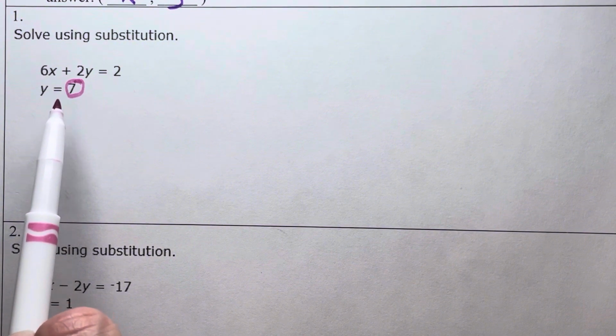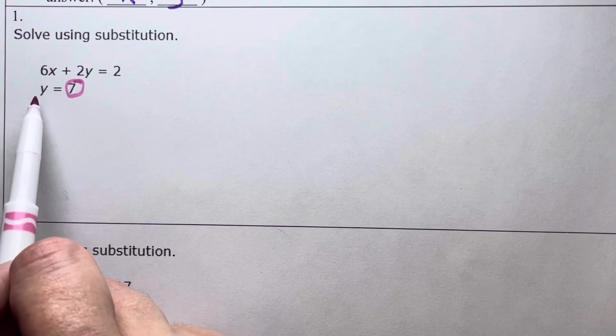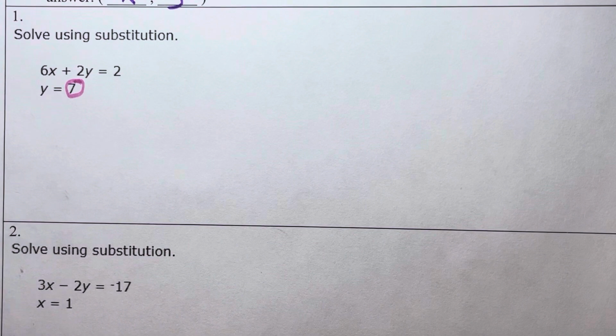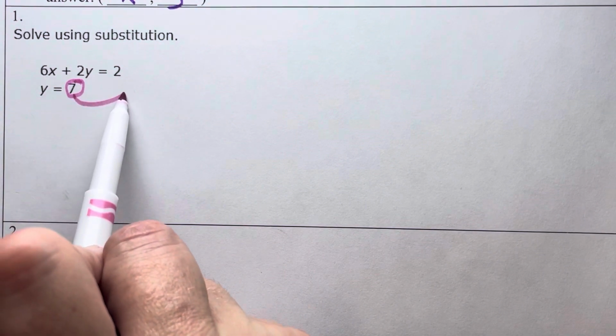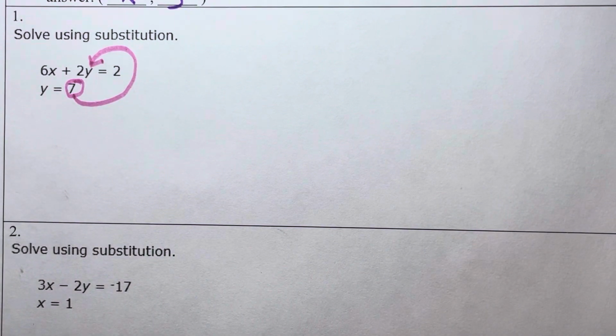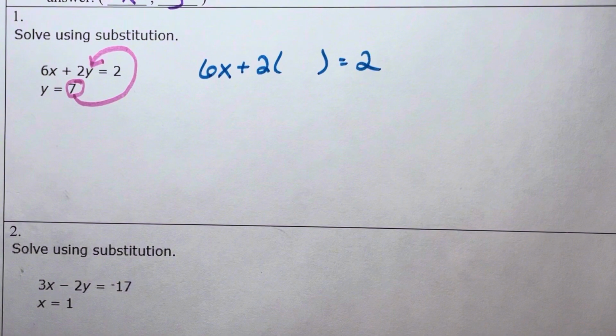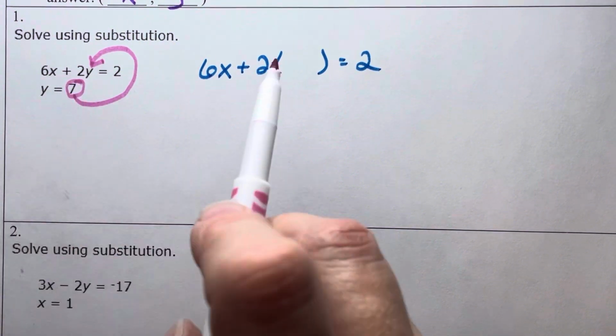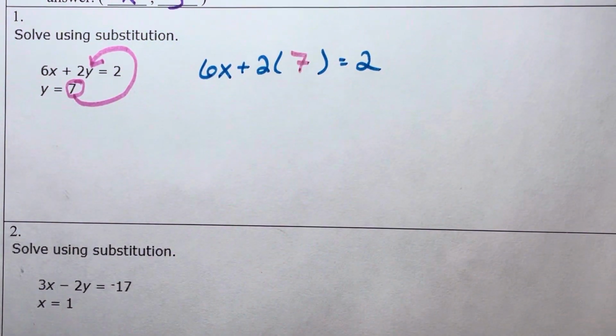The second step is to plug this circled equation part from step 1 into the other equation for its variable. So since this is a y equals equation, I'm going to plug this 7 in for the y in the other equation. Let's see what that looks like. So we're going to replace this y with a 7 right there.